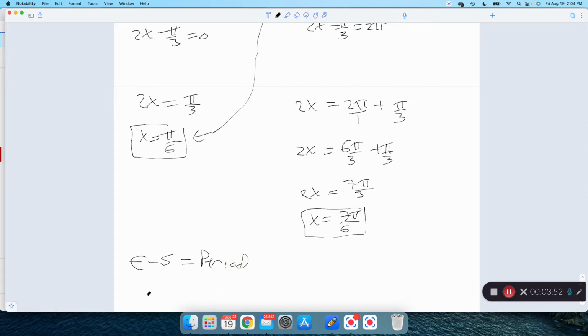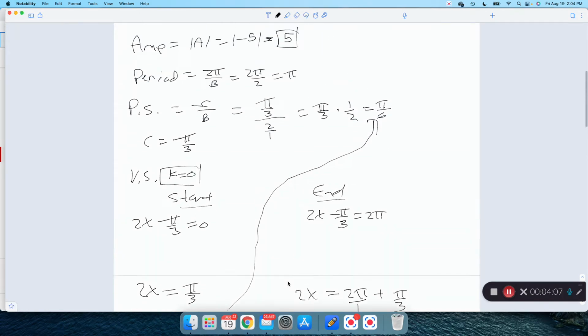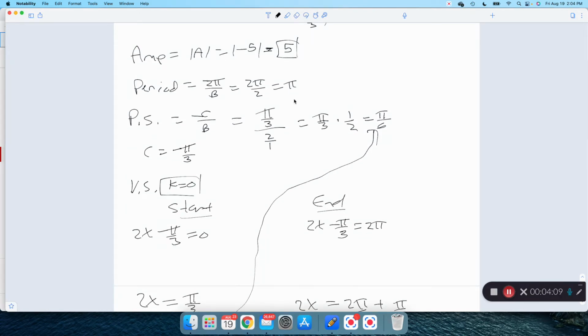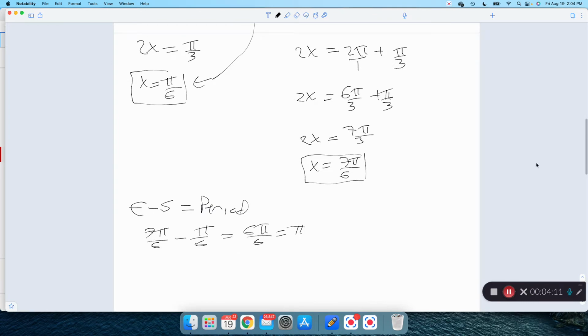So let's check that. 7 pi over 6 minus 1 pi over 6 will be 6 pi over 6. I could leave it like that, or I could reduce it. Pi. What did I get for the period? Hey, I got pi. Yay. Check.